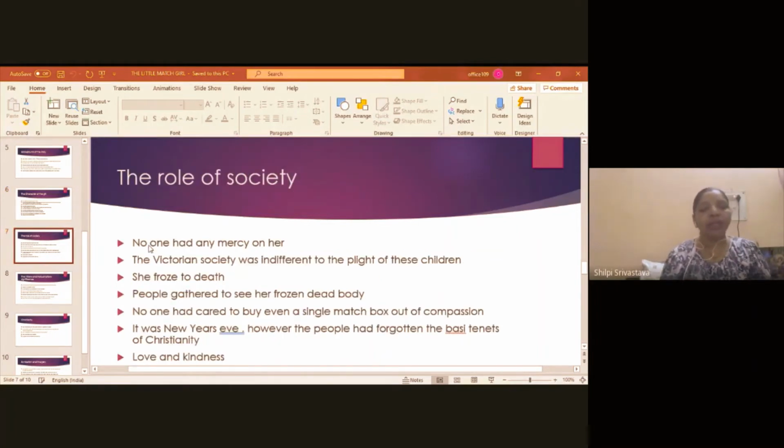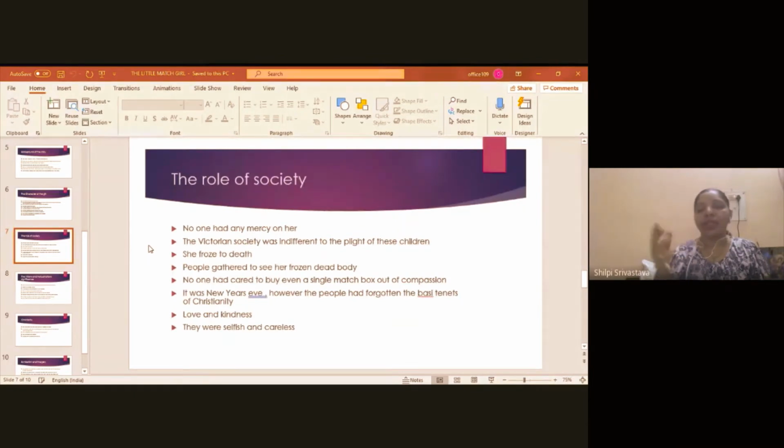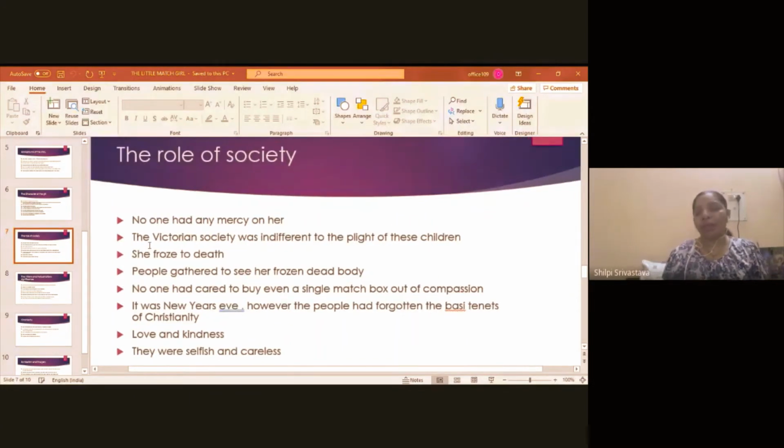Now, how does this reflect upon the society at that time? A question might come: how does the story of the little match girl reflect upon the society at that time? So no one had mercy on her. Yes, it's not that people had not seen her. People did see her. If you remember in the story, as the story ends, in the morning, people discover the frozen dead body of that girl. And one of them remarks, oh my God, and they see some matches which were already burnt and some matches which were left unburnt.